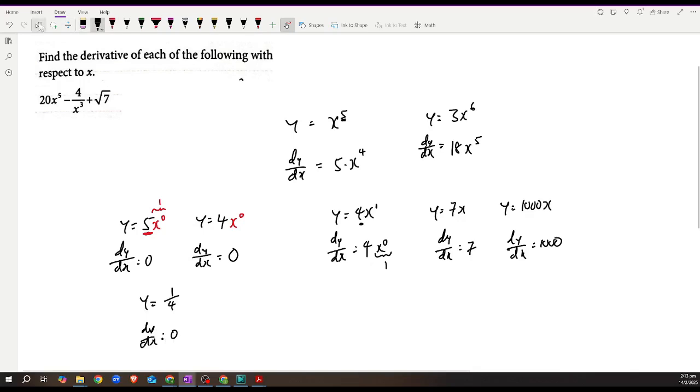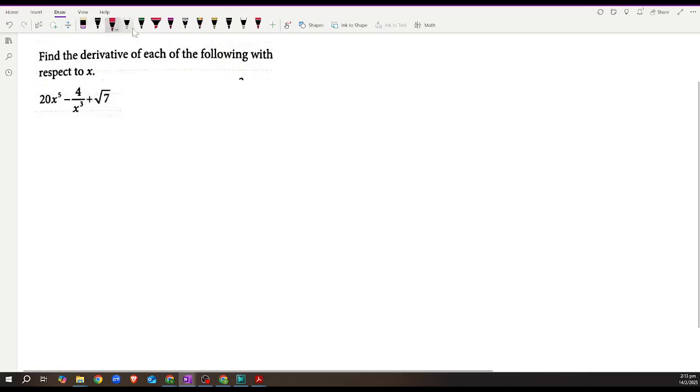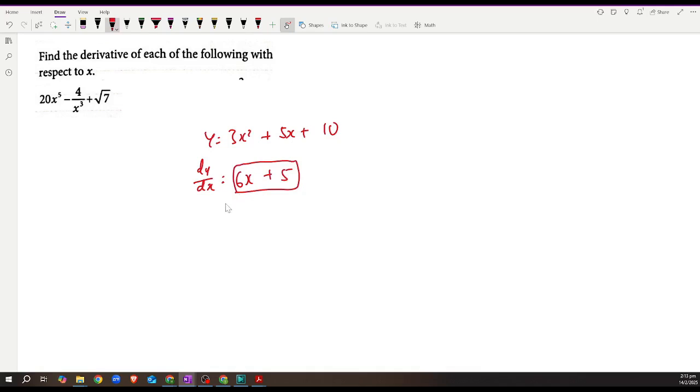Putting all of that together, let's say you have y equals 3x squared plus 5x plus 10. When you differentiate this, you get 2 times 3 is 6, and for x, you subtract 1 from the power of 2, so you get 6x plus 5 plus 0. So this will be your differentiated equation.